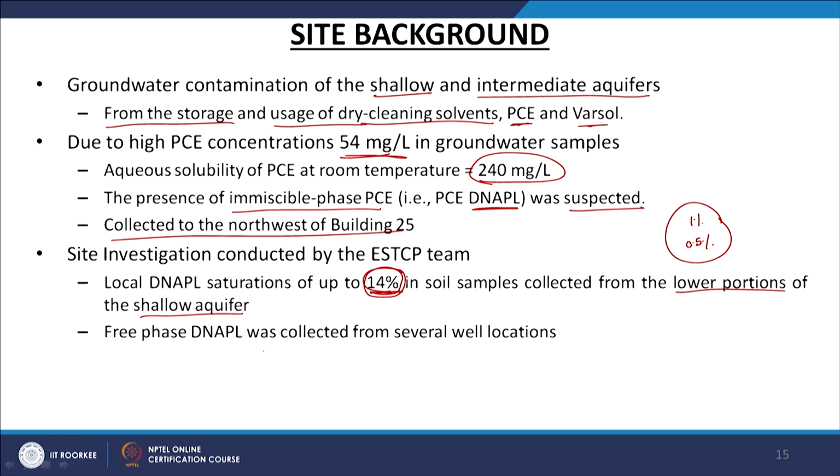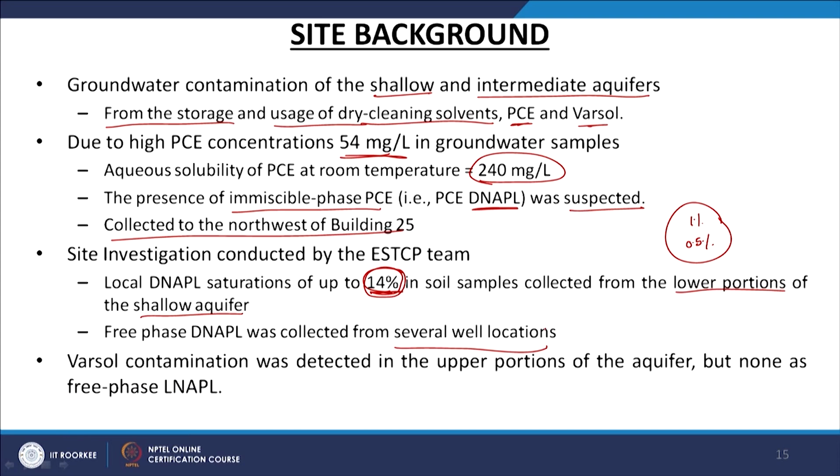And what else do we have? Free phase DNAPL was also collected from several well locations. Also Varsol, which is more or less an LNAPL, was detected in the upper portions, obviously because it is a light non-aqueous phase liquid, less dense, so it cannot permeate through, if I can use the term.